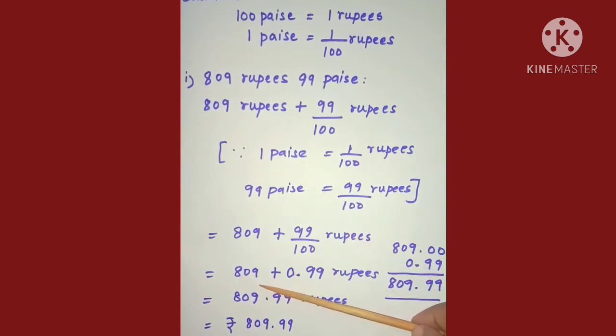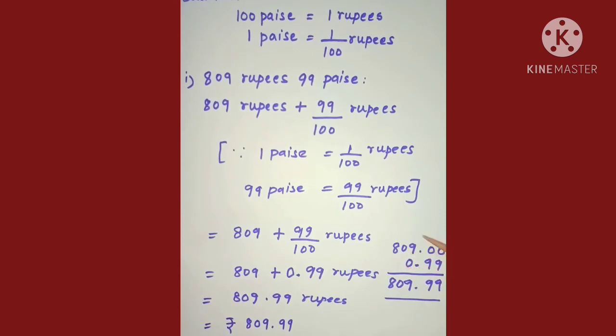So now 809 plus. Here the fraction can be written as 0.99 rupees because there are 2 zeros in the denominator. So we have to put the decimal point before 2 digits. 1, 2. So 0.99. There will be 2 digits after the decimal point because we are dividing the number by 100. In 100 there are 2 zeros, no? So we put the decimal point before 2 digits, and there are 2 digits after the decimal point.